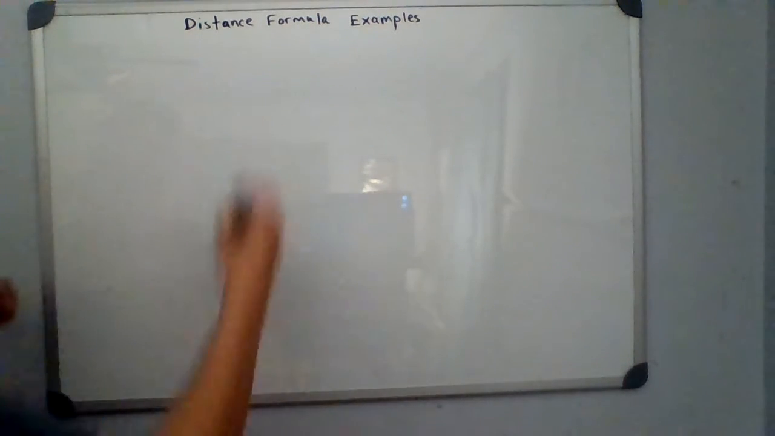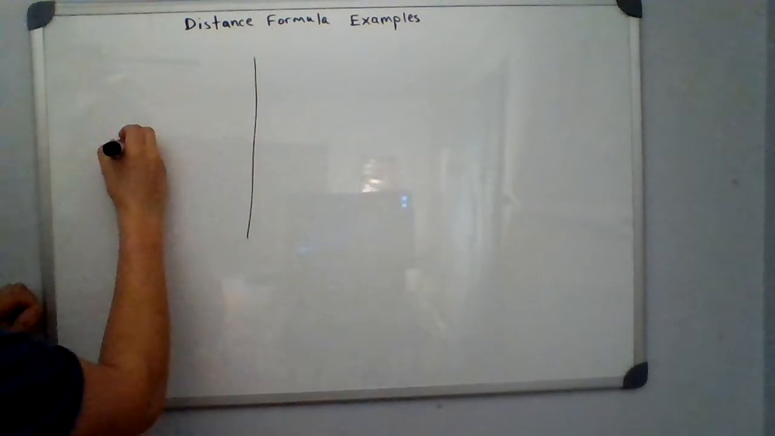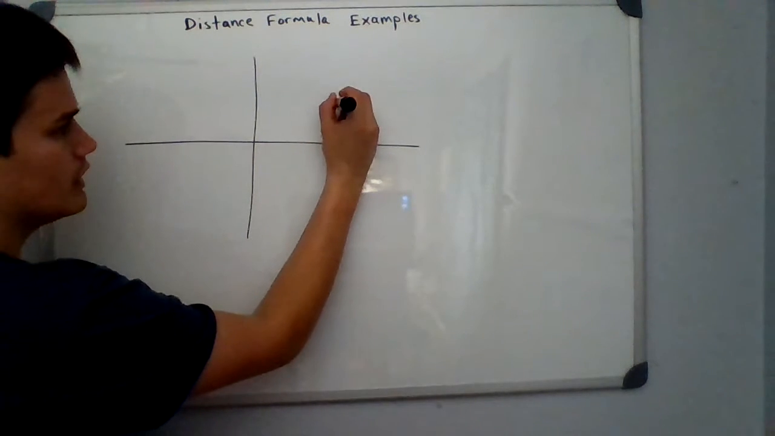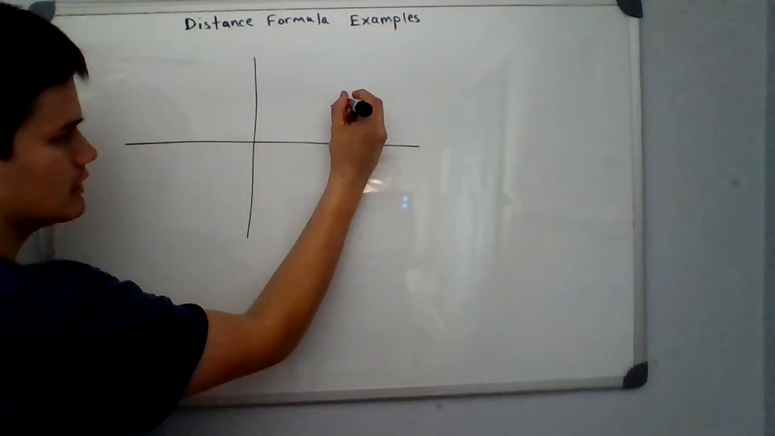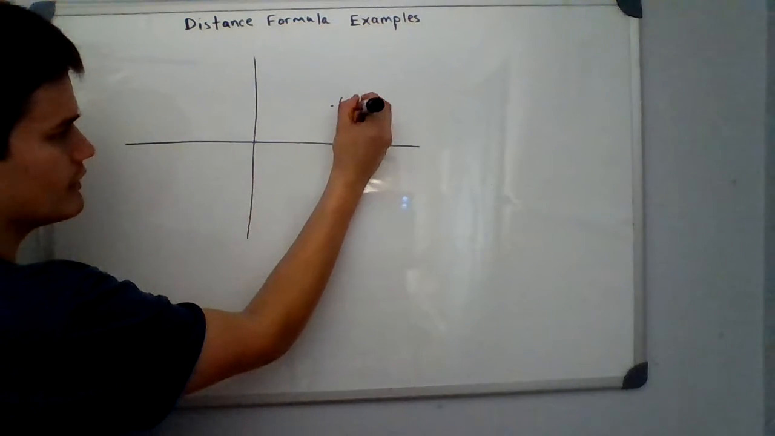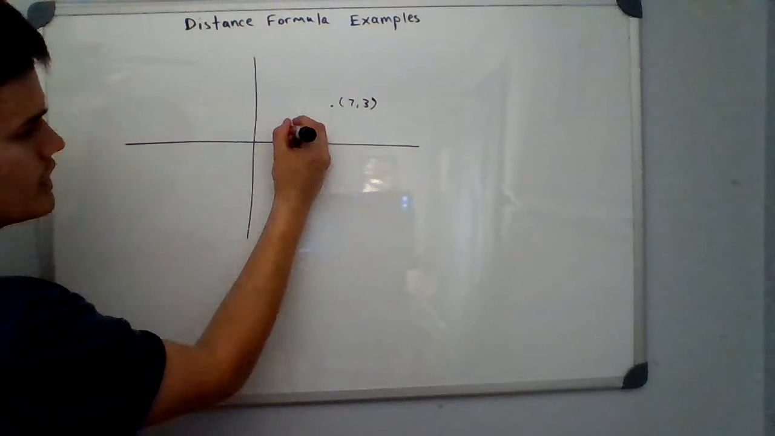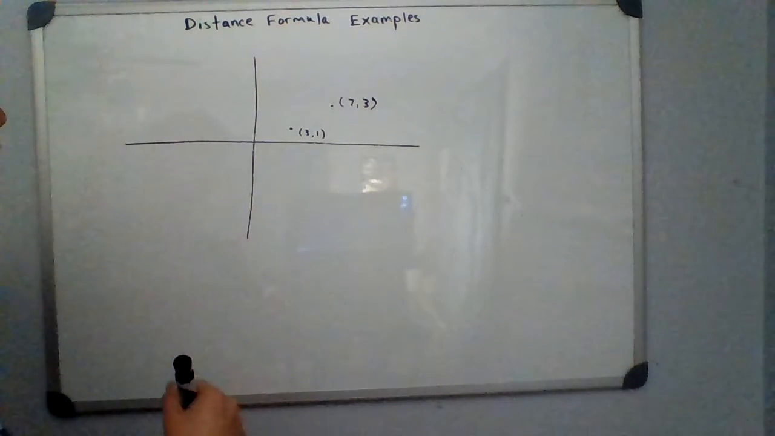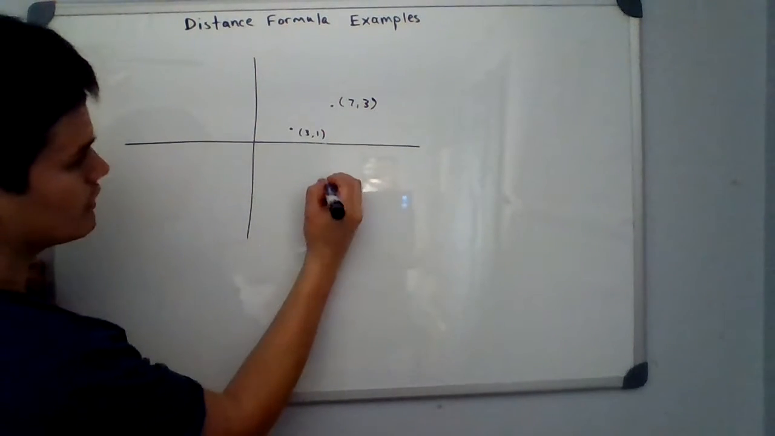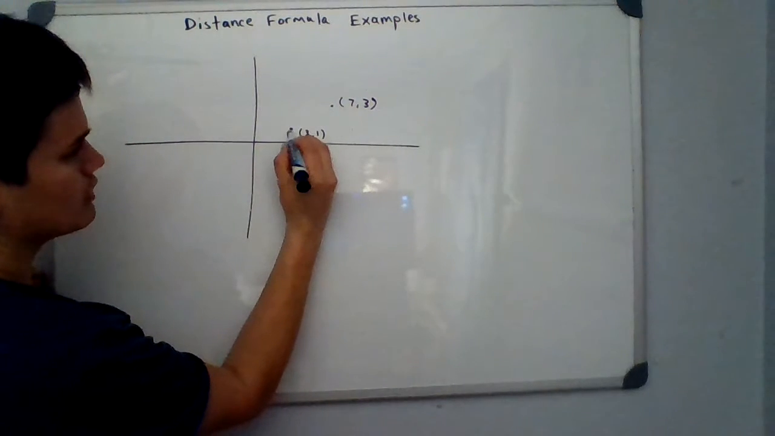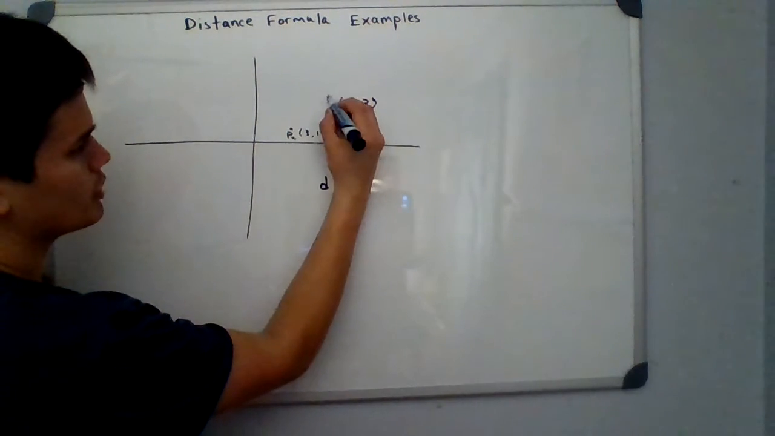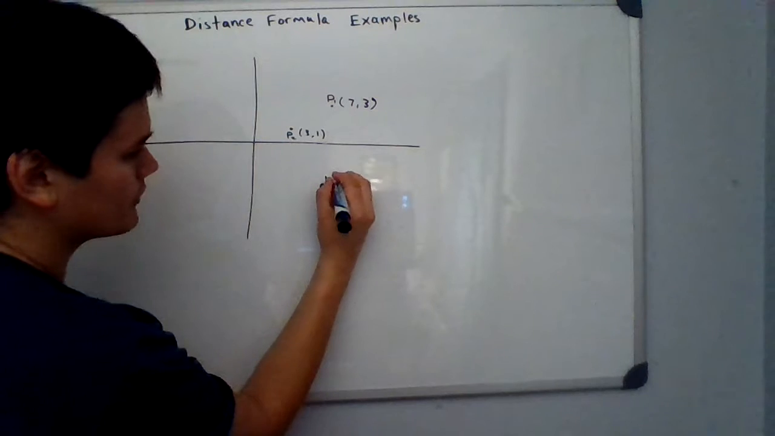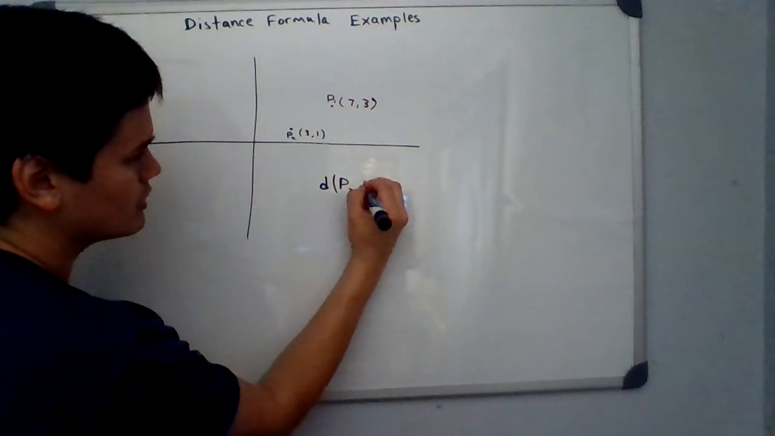Alright, in this video I'm just going to do a couple of quick examples with the distance formula. Let's say I have one point over here, and that point is 7, 3. And I have another point over here, and that'll be 3, 1. So I want to find the distance between 7, 3 and 3, 1. I'll call this point 2, and I'll call this point 1. So P2 is 7, 3, and P1 is 3, 1.